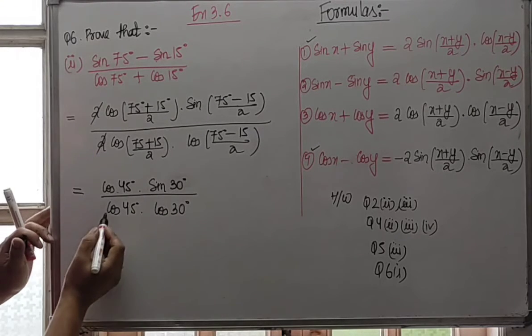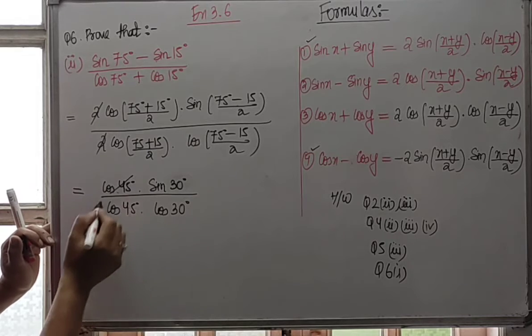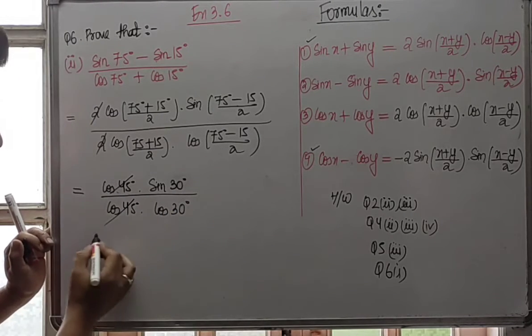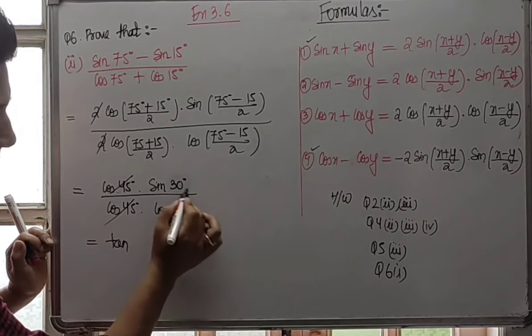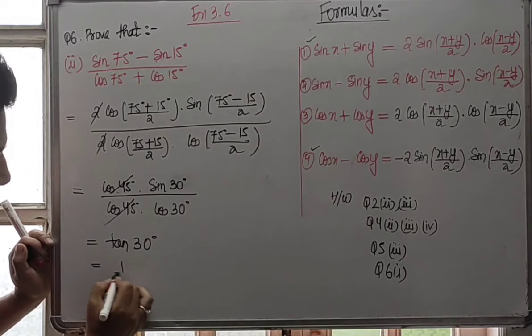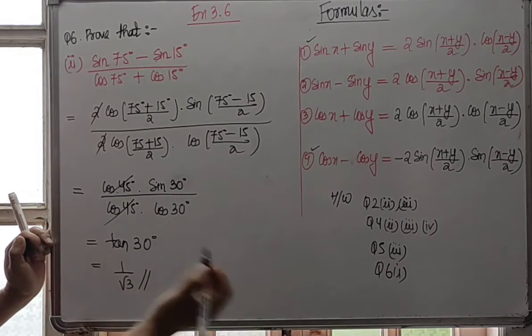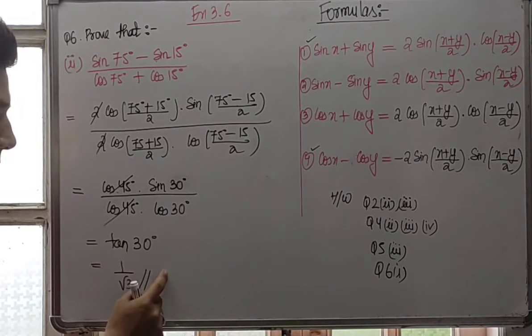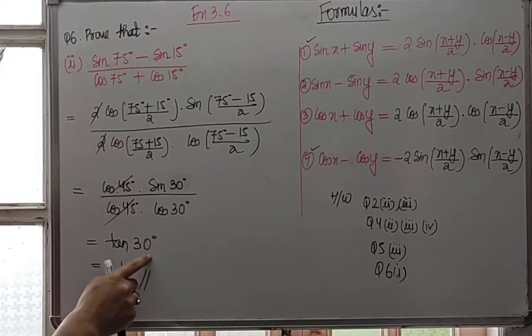So what I can do is cancel cos 45 and cos 45. Sine 30 by cos 30, is it tan 30? Yes. Sine 30 by cos 30 is tan 30, and we know tan 30 is 1 by under root of 3, which is my right hand side. Are you guys clear with this? Obviously yes, because we are just using the formulas. Automatically it gets cancelled out, and the remaining thing is in a direct form. This is the standard angle of tan 30, which is equal to 1 by root 3.